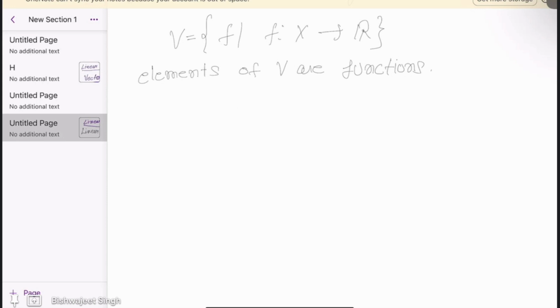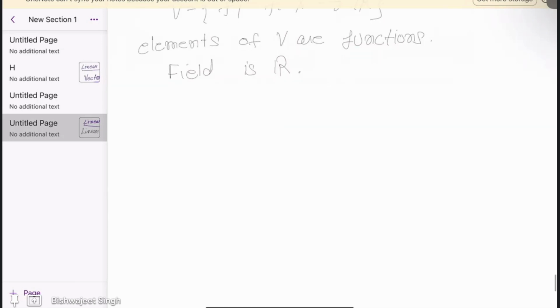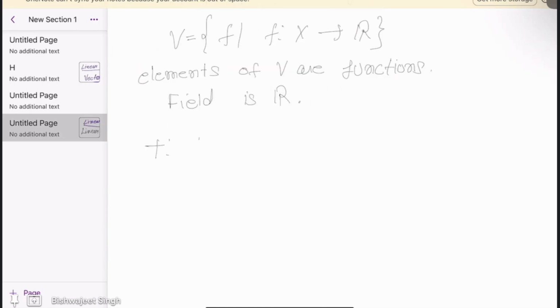So now again we have the set, right? The field we are talking about is R only, but again we have to define the operations, my plus operation and dot operation. The plus operation is defined as follows: we take two elements of V. Now the elements of V are functions, so we are taking two functions, f plus g over some element x, and this will be defined as f of x plus g of x, right?